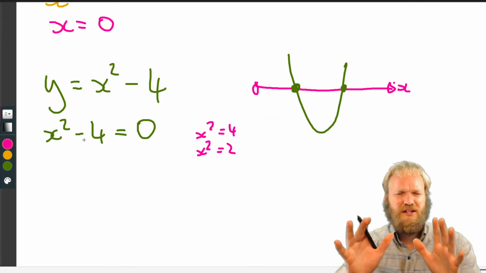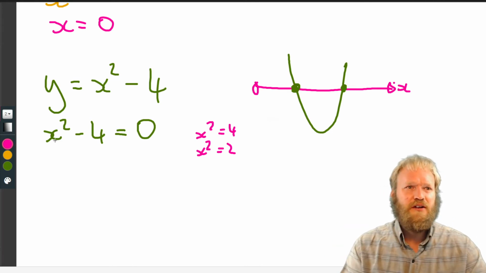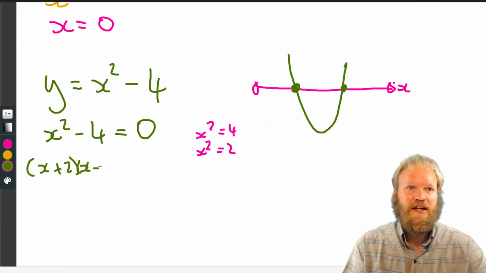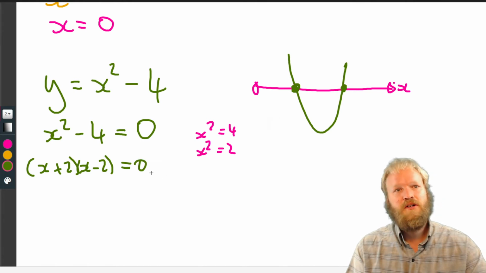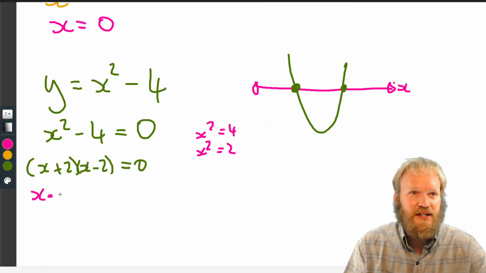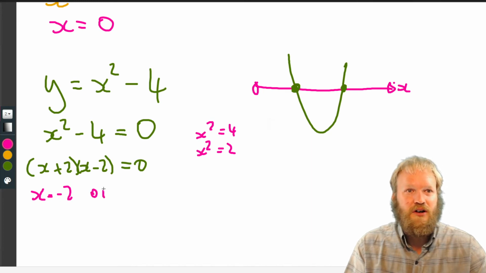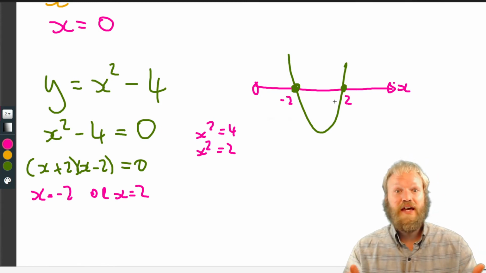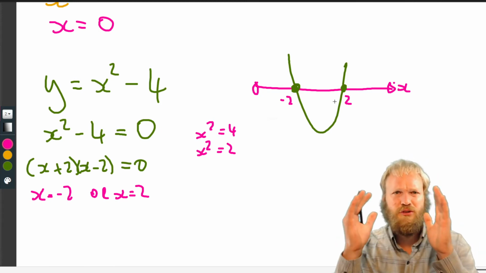Or a method that's just going to work out a bit better in general is to say, let's factorize. So let's factorize this. X plus 2, x minus 2 equals 0. Sweetness, there are two solutions from this. X equals minus 2 from this one, or x equals 2. So that's minus 2, that's 2. And there are two solutions. So that's what you're going to keep in mind.